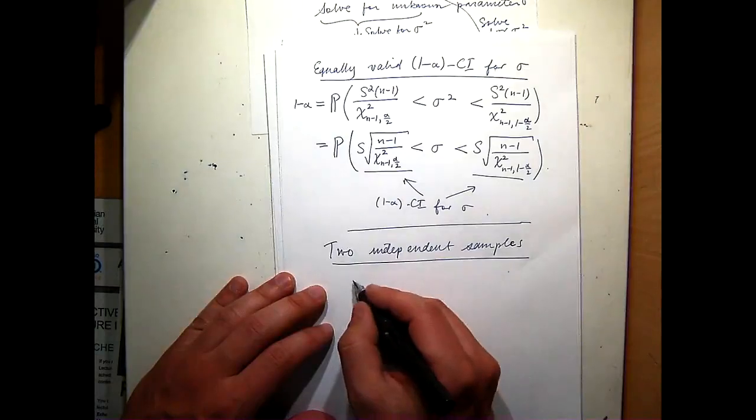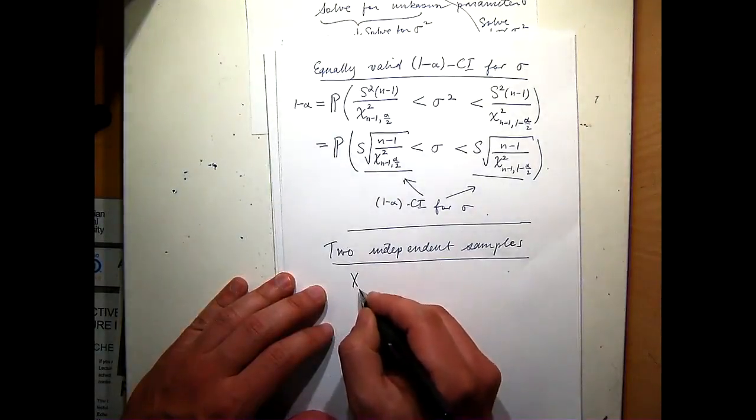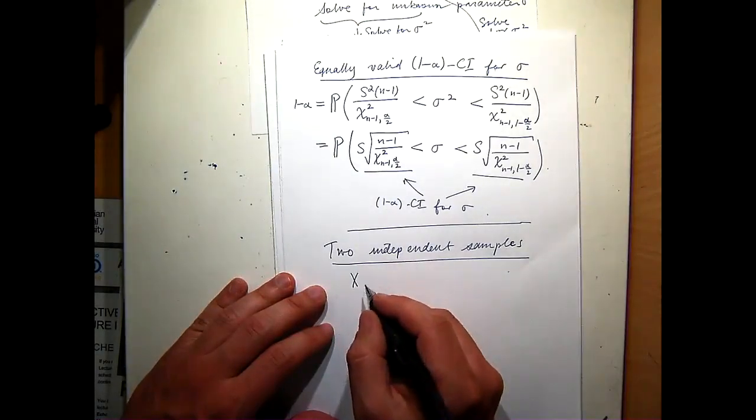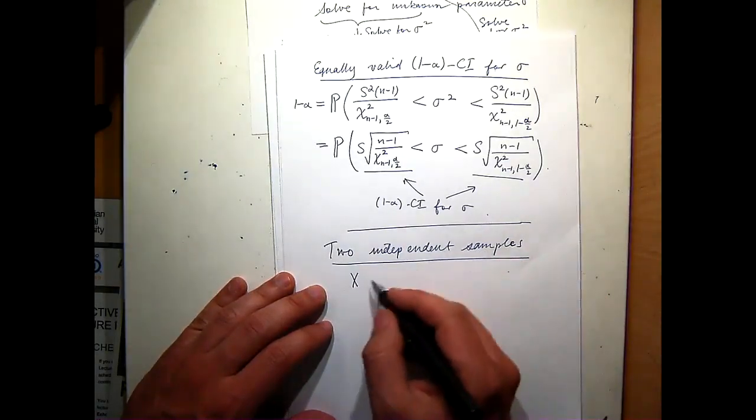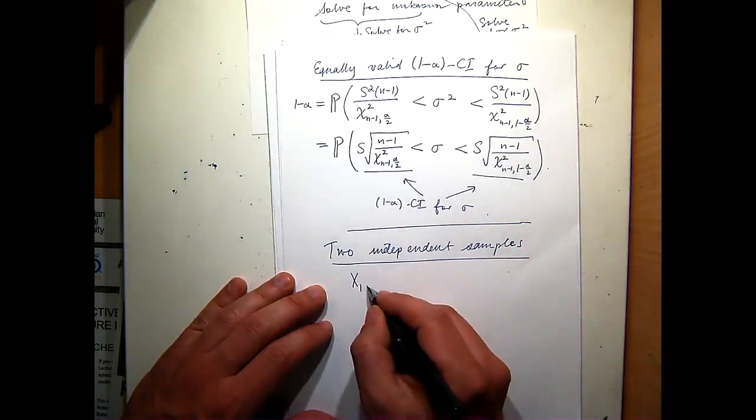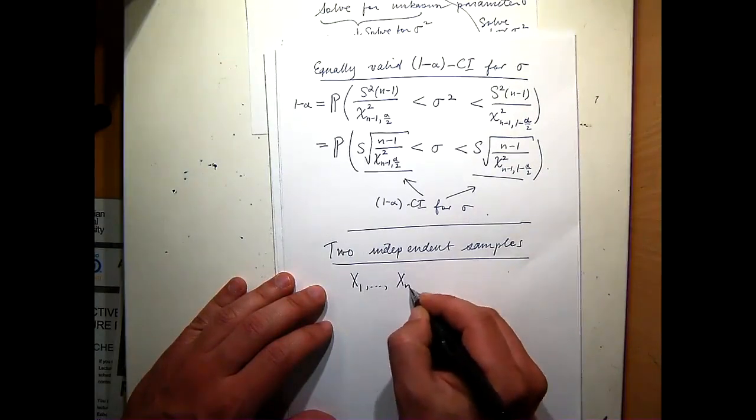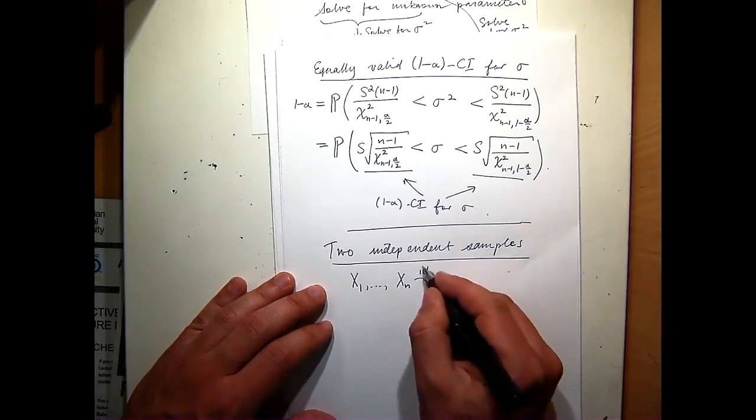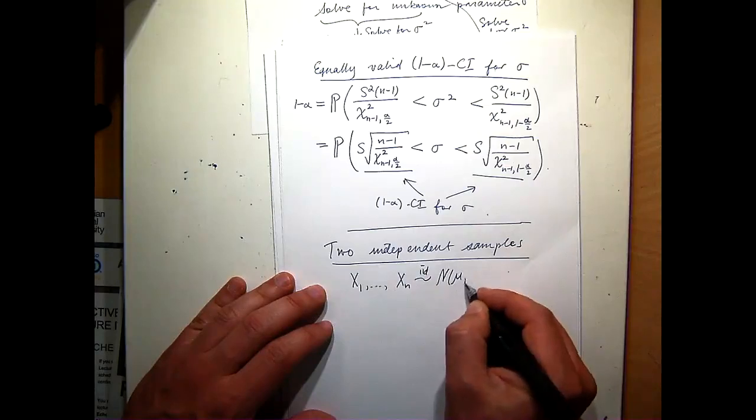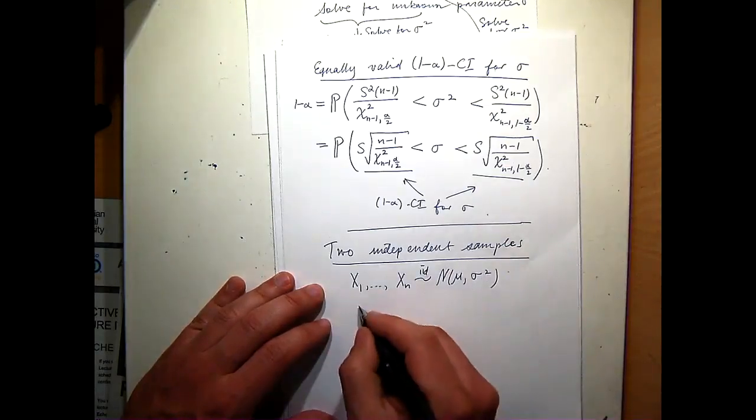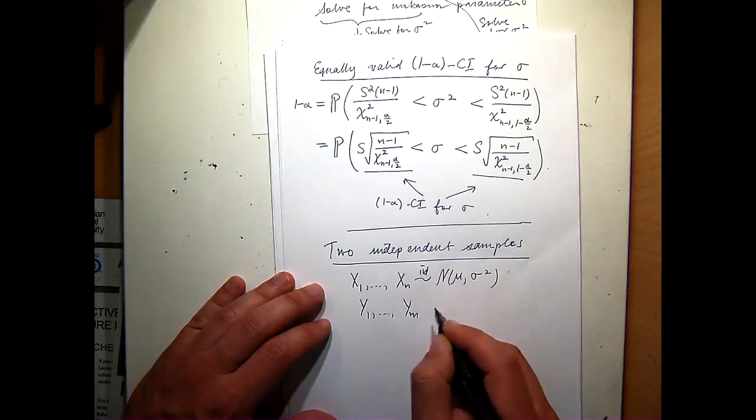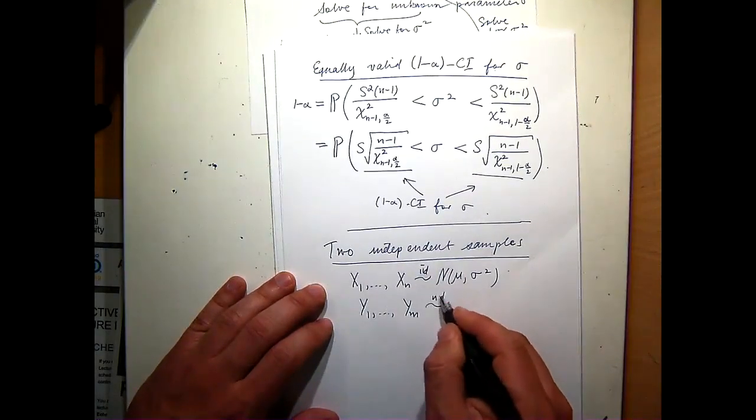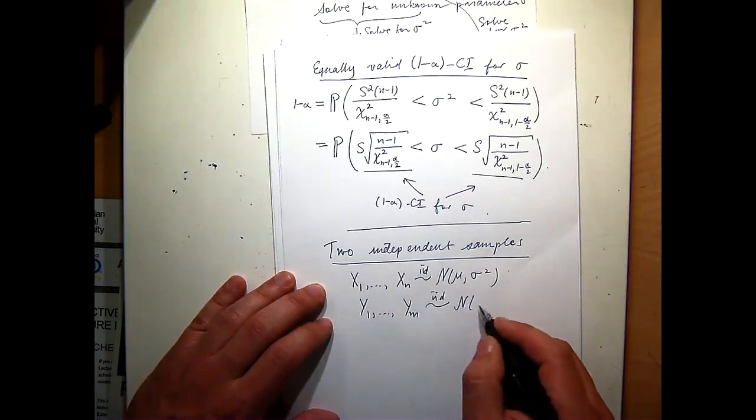So if we have x, for the moment, I'm not going to assume the same variance. So I'm going to have a sample x1 up to xn that come IID from a certain distribution, normal mu sigma squared. And we're going to assume that we have another sample y1 up to ym, which doesn't have to have the same number of observations, IID from a distribution normal.